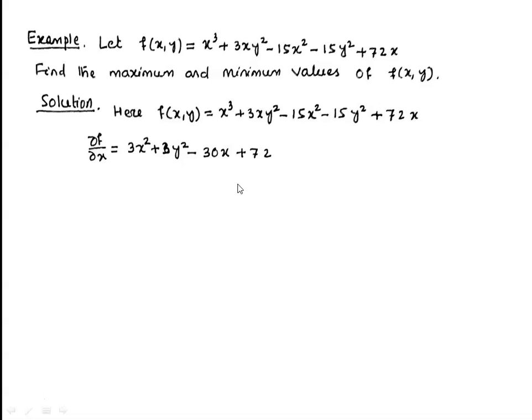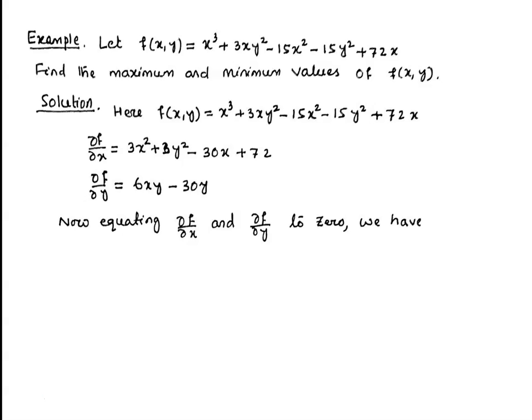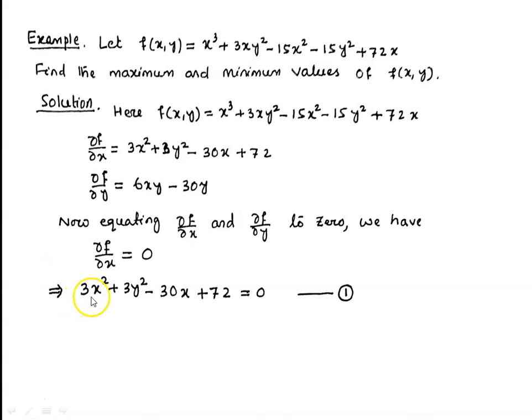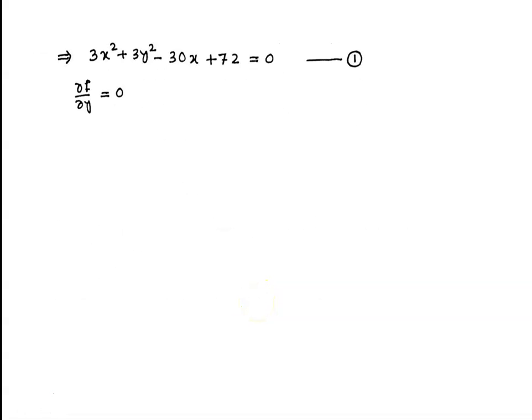Similarly, the partial derivative with respect to y is 6xy minus 30y. Now equating del f by del x and del f by del y to 0, we have two equations. If we equate del f by del x to 0, we have 3x square plus 3y square minus 30x plus 72 is equal to 0. Now equating del f by del y to 0, we have 6xy minus 30y is equal to 0.